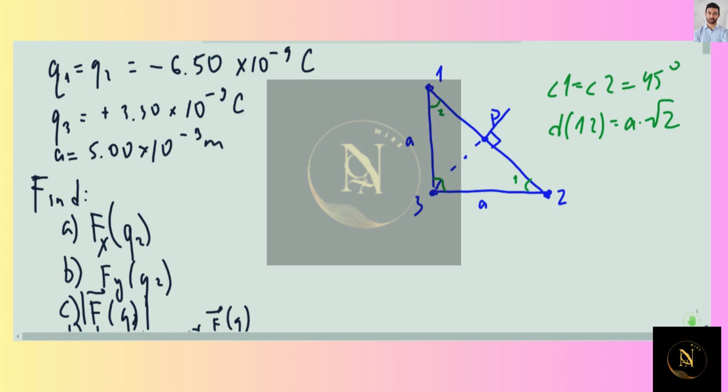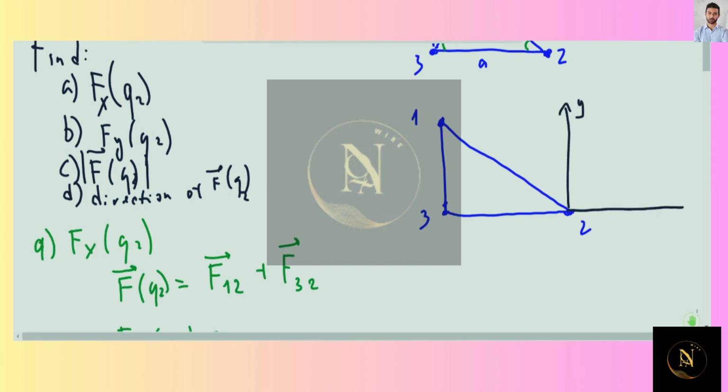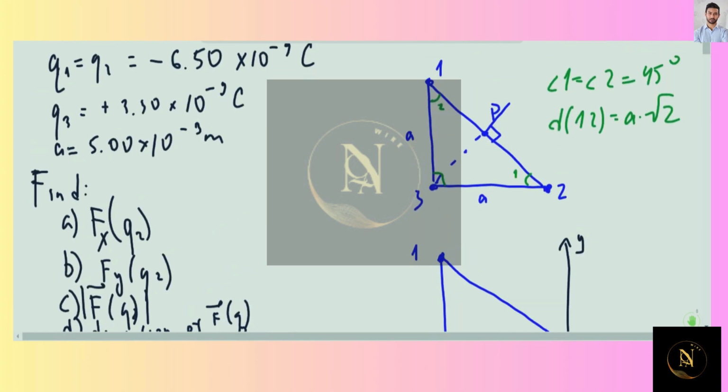First, let's redraw the system. Again, these are our points 1, 3, and 2. And here is the hypotenuse. Let's introduce axes y and x. Probably it's wiser to take x in the opposite direction. We'll see it later. So charges 1 and 2 are the same, both negative.